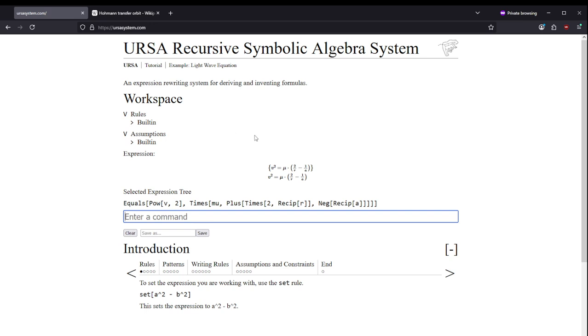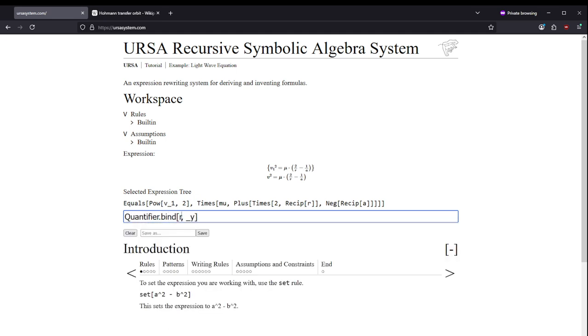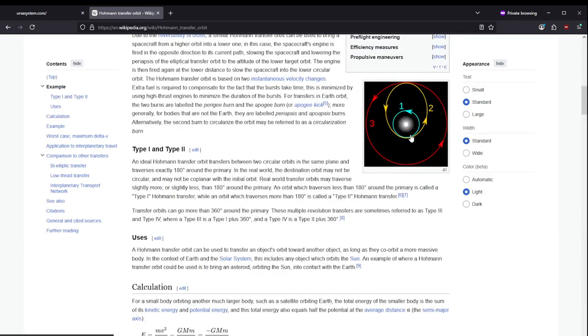Now I'm going to start substituting variables. We've got two velocities, and I'm going to call them v1 and v2. And I'm going to start substituting things using a rule called bind. Now, I would like to give this rule a better name, but basically it replaces a variable with another variable. So in this top equation, I'm going to replace v with v1, and then I'm going to replace r with r1, because the state of the system at this first orbit is the radius is just r1.